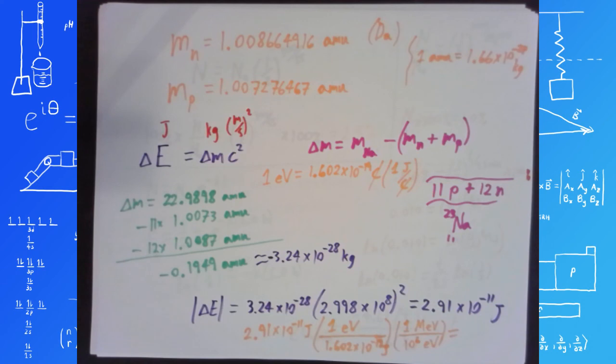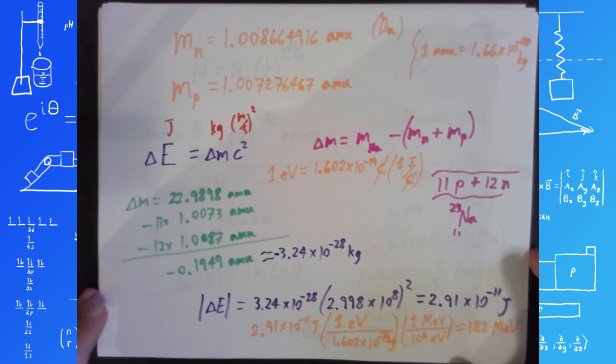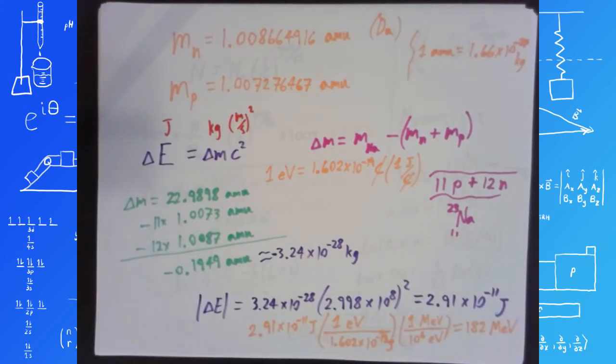Let's see what that turns out to be. 2.91 times 10 to the negative 11 divided by 1.602 times 10 to the negative 19, and then that divided by 10 to the 6. Rounding to 3 sig figs, that's going to be 182 mega electron volts. Okay, so that's the total nuclear binding energy for this sodium atom.